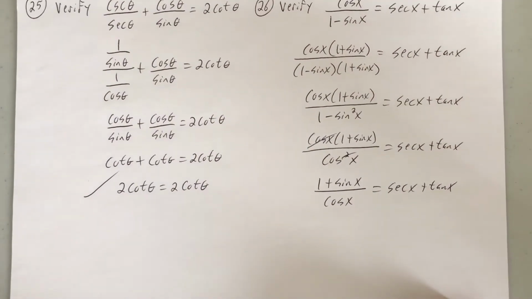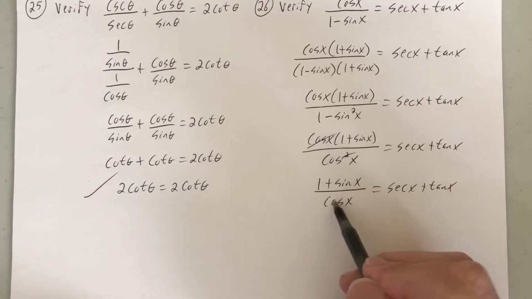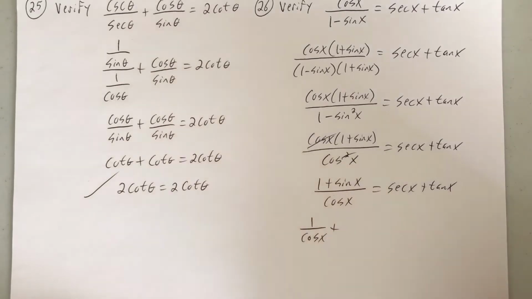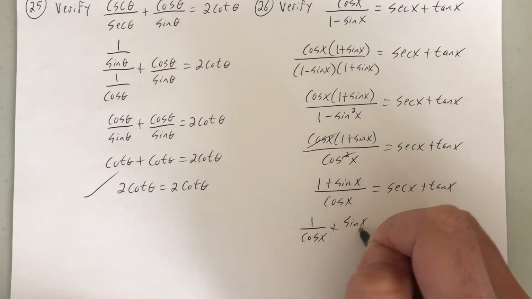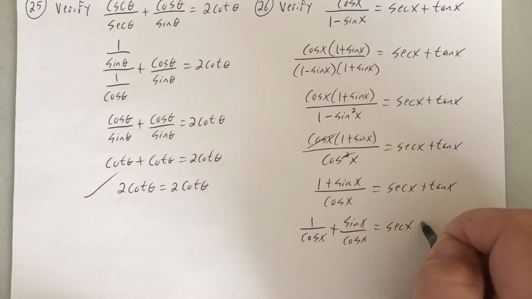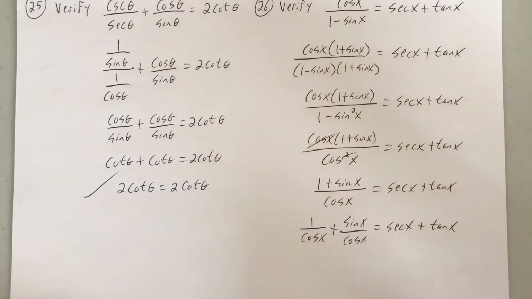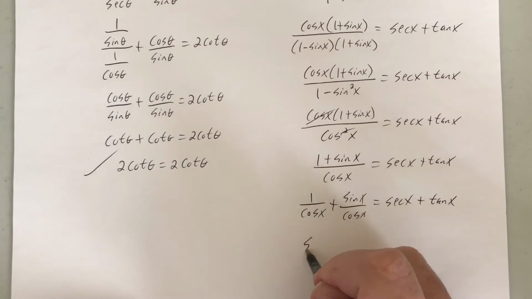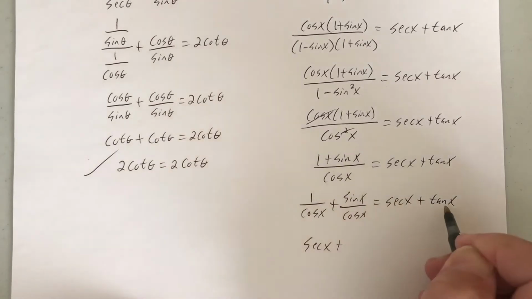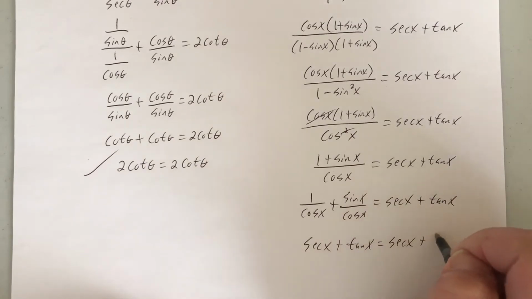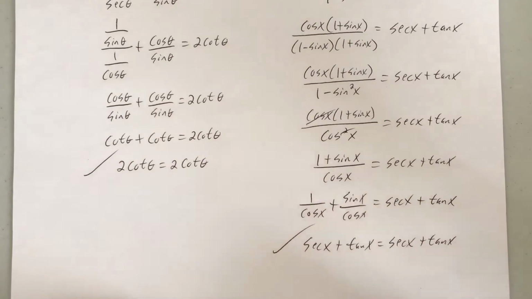And now hopefully you can see what's going on here. With this, I can split it up and say that it is 1 over cosine x plus sine x over cosine x is equal to secant x plus tan x, which is exactly what we want. 1 over cosine x is secant x. Sine over cosine is tangent. So we are good to go. This is verified.